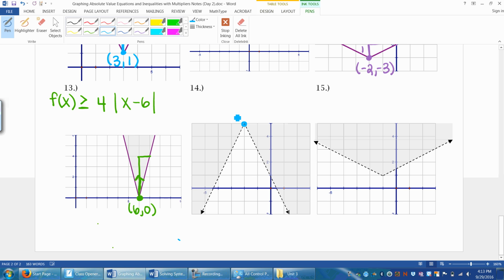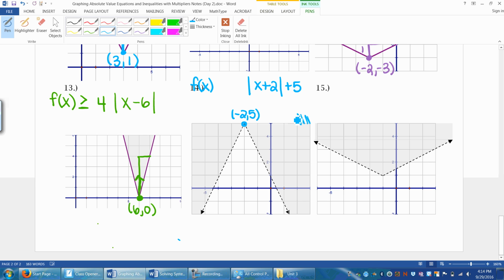Number 14, the vertex is at -2, 5. So to move it to the left 2, it'll be an x plus 2 in the absolute value, plus 5 at the end for up 5, f of x. It's dashed, so it will not get an equal to symbol.